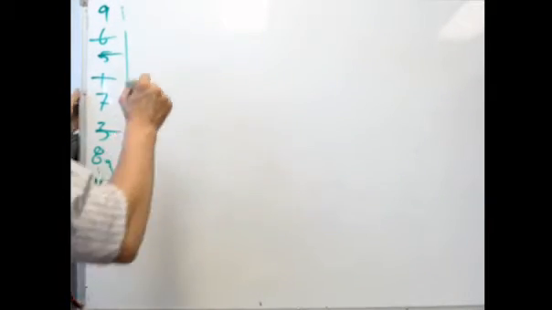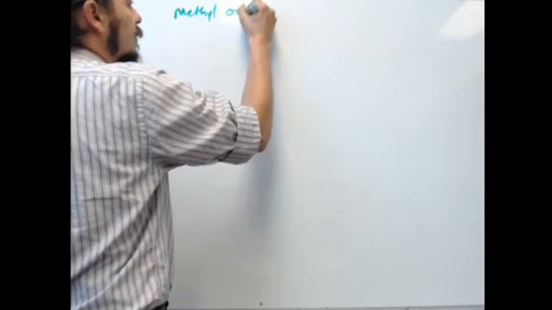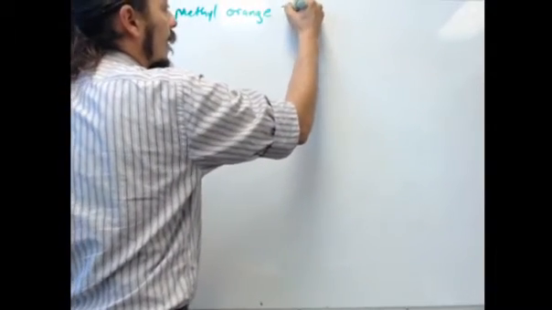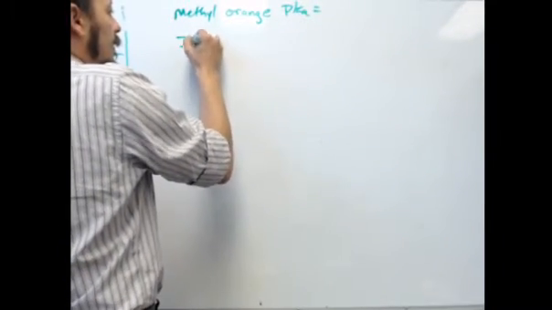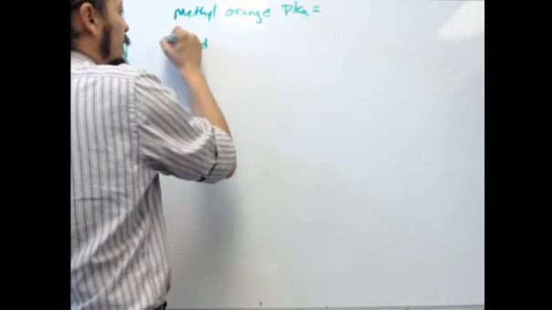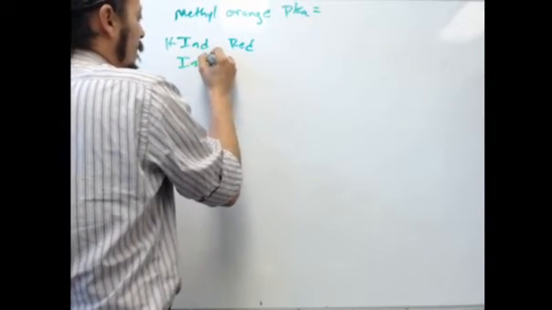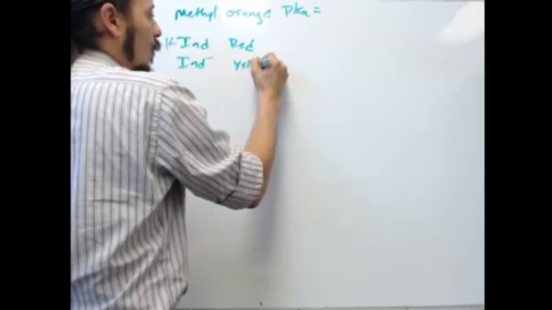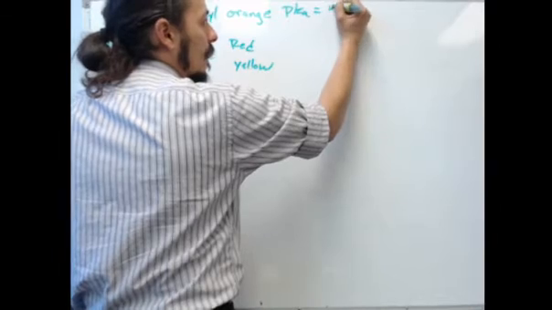Number 7 says methyl orange has a pKa of 4.2. Its protonated form, abbreviated HInd, is red, and its deprotonated form, Ind minus, is yellow. And it says A. When would this indicator be useful in titration? What was this pKa? pKa 4.2.